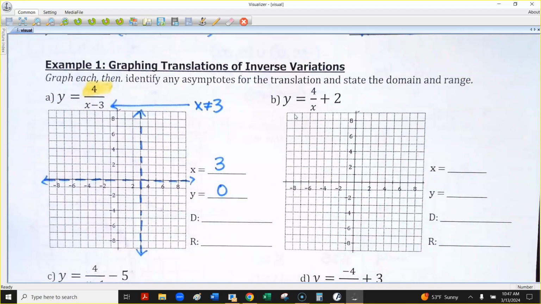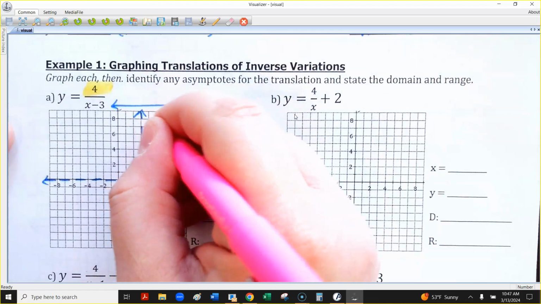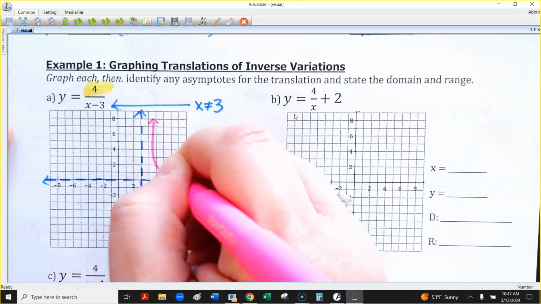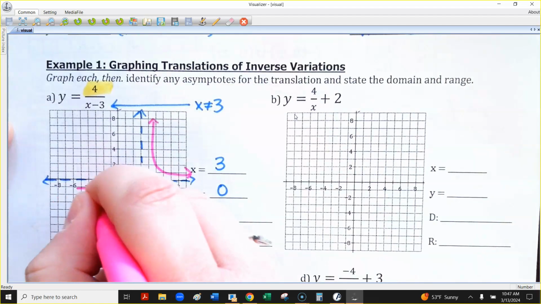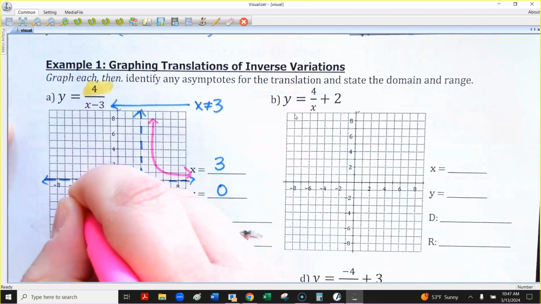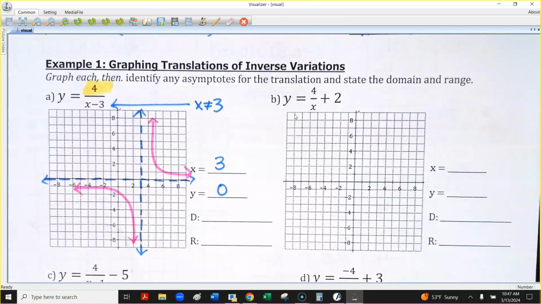If that's positive, then you're just going to sketch your branches in quadrants 1 and 3, but based on how you shifted your x and y axis. So my quadrant 1 would be here, my quadrant 3 would be here. And I'm just looking for a sketch.